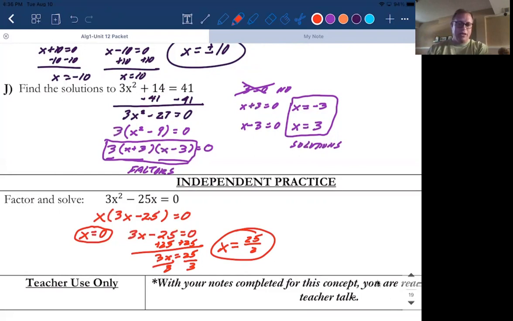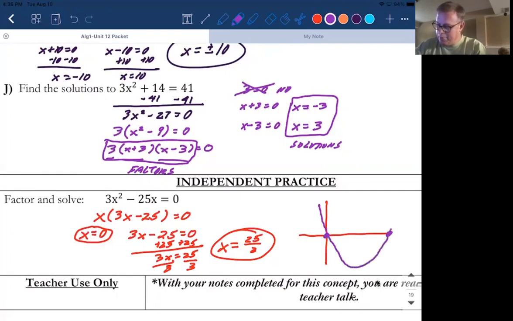Now, what do I know about this? If I put this on a graph, I would have a solution at 0. I would have a solution at 25/3. That's 8 1/3. It's over here somewhere. And because I have a leading coefficient that's positive, this is going to open up. So I'm going to end up with a graph that looks something like that. That's the power of factoring, and that's the power of solving binomial quadratic equations.